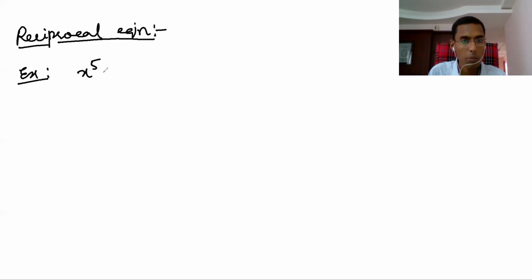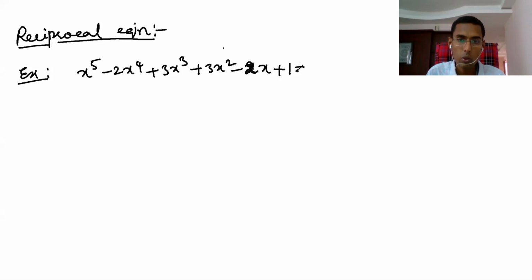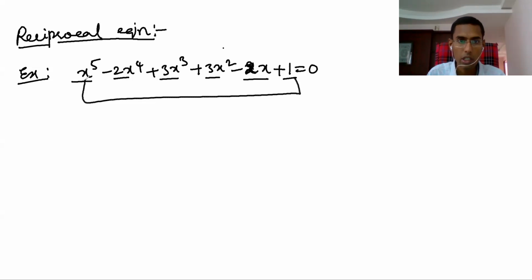x power 5 minus 2x power 4 plus 3x cube plus 3x square minus 2x plus 1 equal to 0. This is called reciprocal equation. What is the nature of reciprocal equation? You see, the coefficient of x power 5 is 1, the last coefficient is also 1. This is 2, this is also 2. This is 3, this is 3. That means these two coefficients are equal, these two are equal, these two are equal. This is called reciprocal equation.